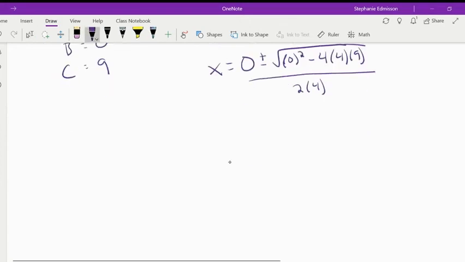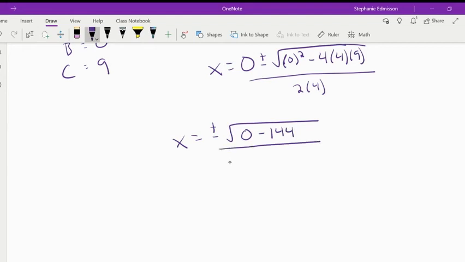Okay, so now I get x equals 0. I don't need to rewrite it because it's 0. So I can just say plus or minus the square root. 0 squared is 0. Minus 4 times 4 times 9 is 144, all over 8. That's the same thing as saying plus or minus the square root of negative 144 over 8.